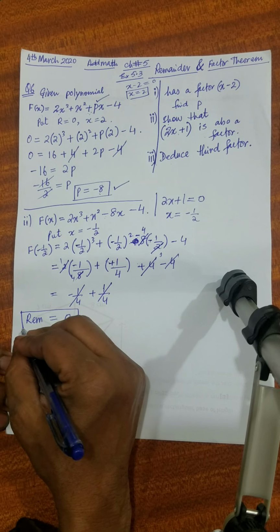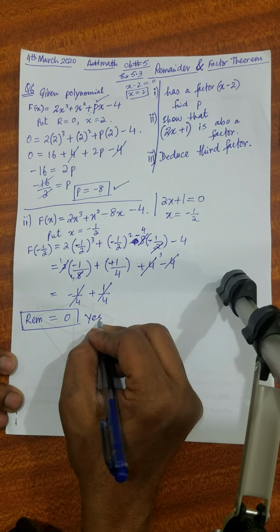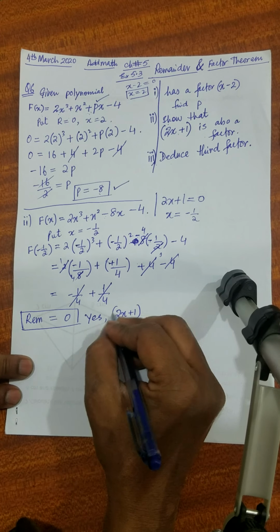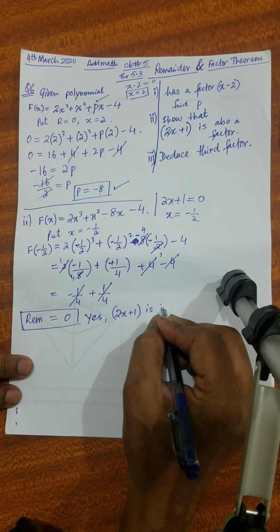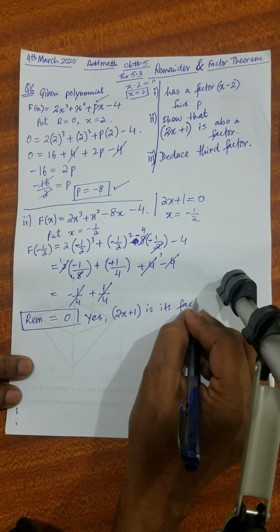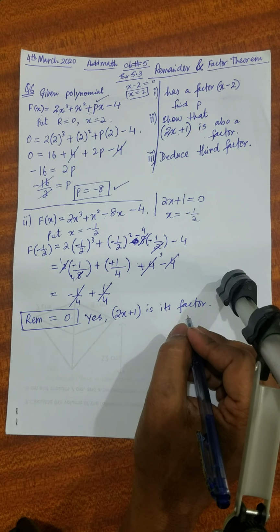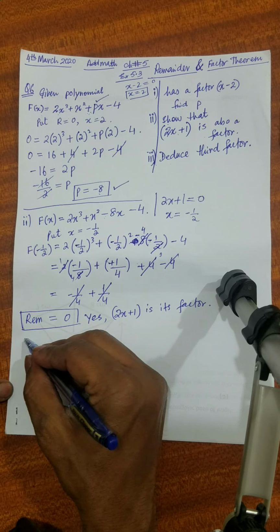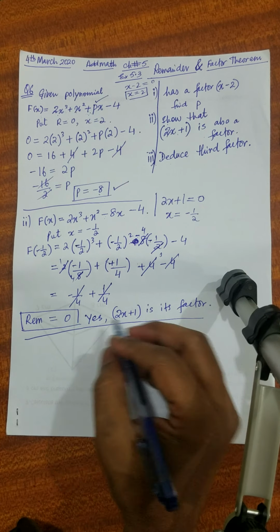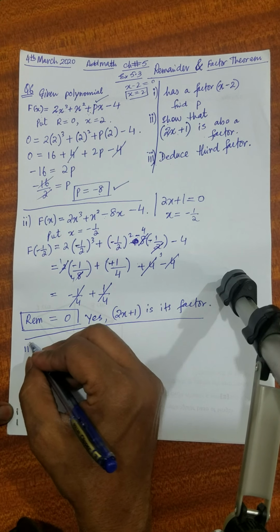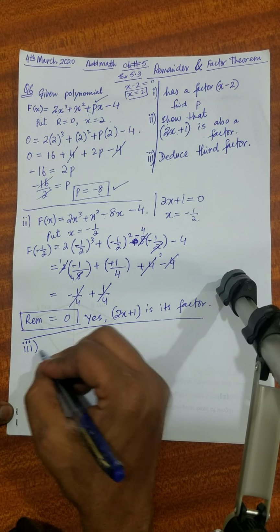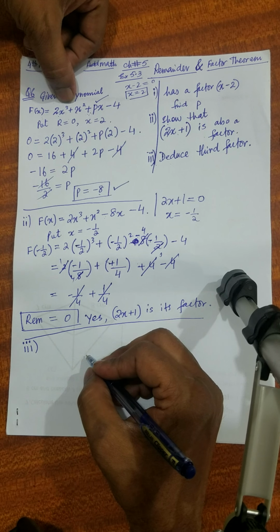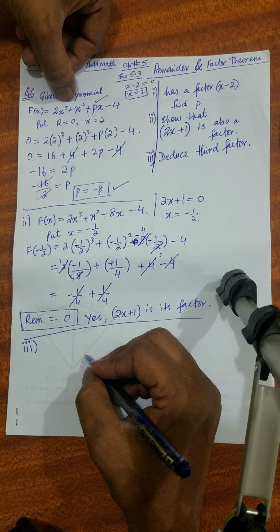So we can say that yes, 2x plus 1 is its factor. Now the third part, deduce the third factor. So we need to do the third part. All right. This is a given polynomial. The highest power is a cube. So basically this is a cubic polynomial.